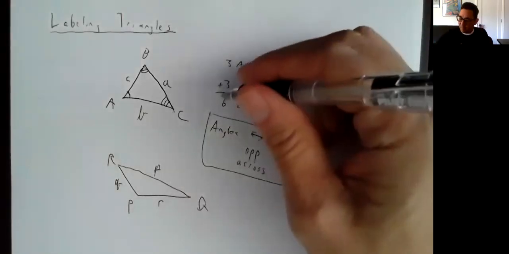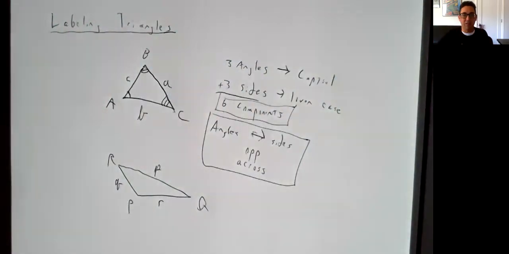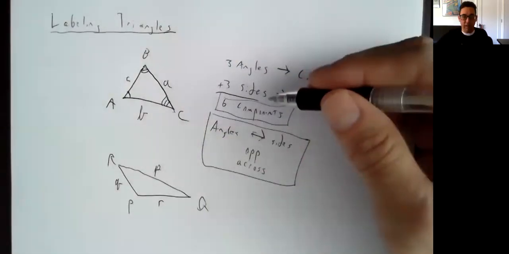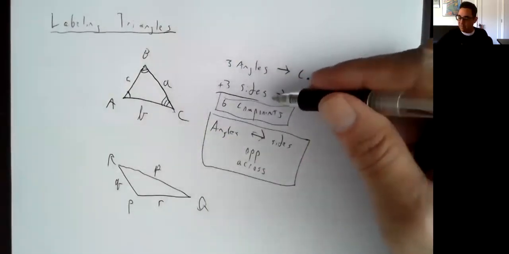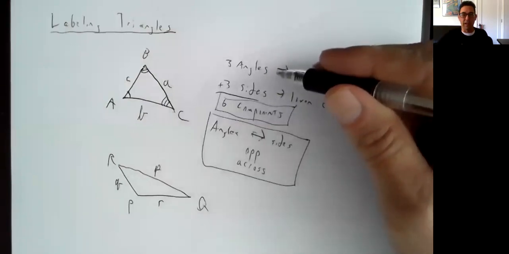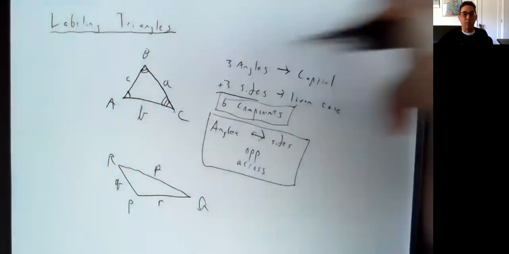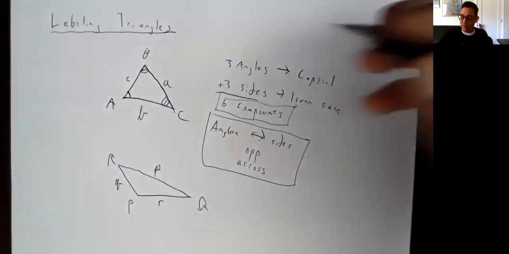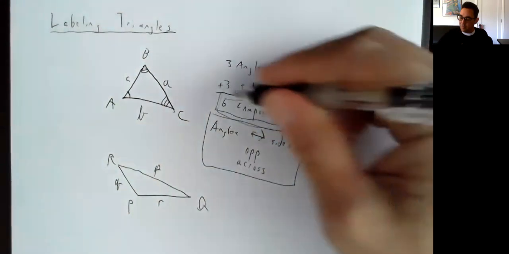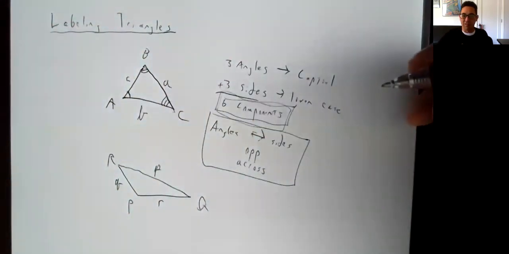Now, since there are 6 components, as it's going to turn out, if we give you any 3 of them, right, if we give you the 3 sides, through trigonometry, it's going to be possible to solve the 3 angles. If we tell you what the 3 angles are, but not the sides, we can figure out what the sides are. If out of these 6 components, as long as you know at least 3 of them, you can always find the other 3. How do you do it?